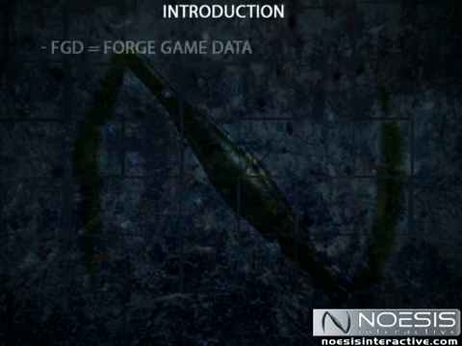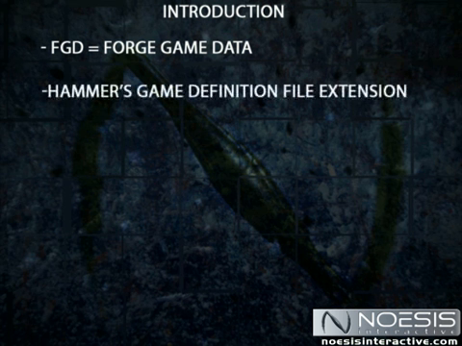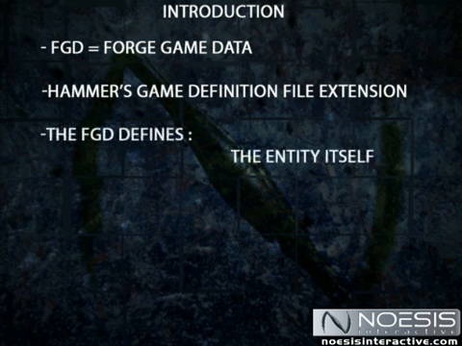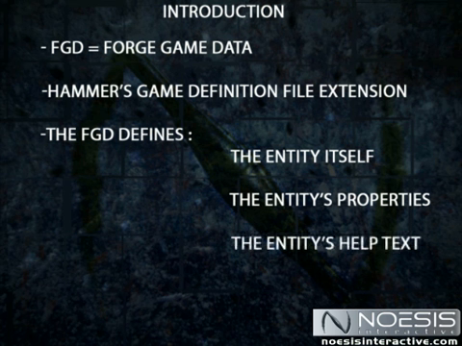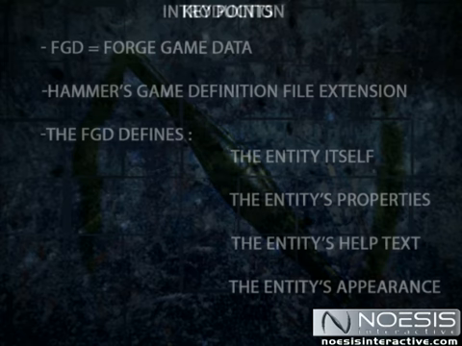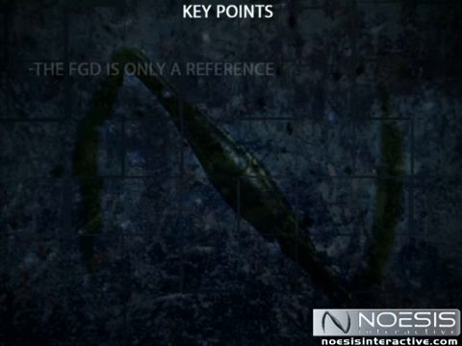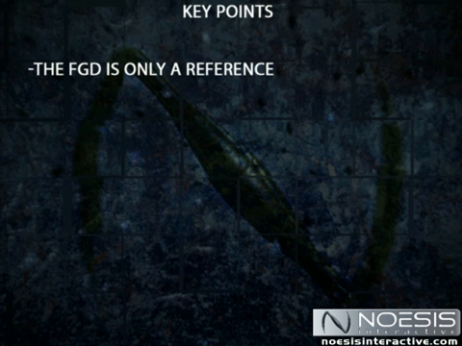So FGD stands for Forge Game Data, and it is the file extension for Hammer's game definition files. They define the entities within Hammer, the properties of the entities, the help text associated with the entities, and the appearance of the entities in the editor. One important point to remember is that an FGD is only a reference to the actual entities which allow you to access them and their attributes from within Hammer.